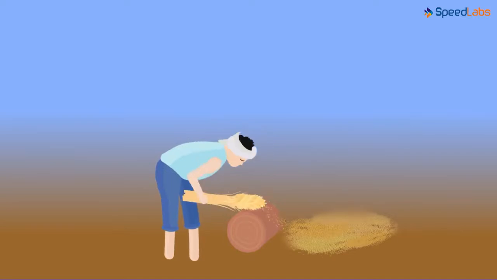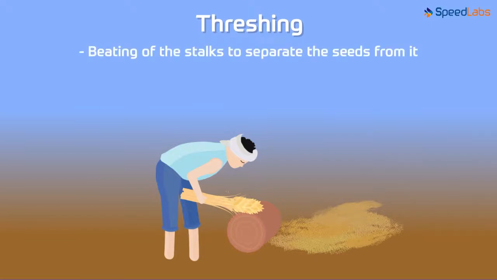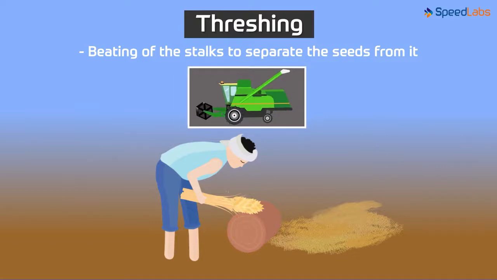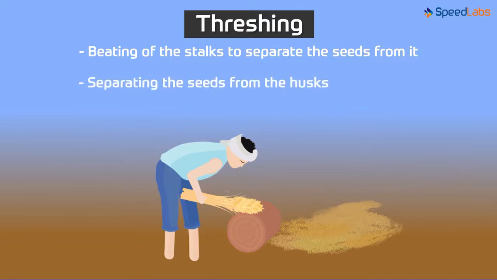This method consumes very less time compared to handpicking. This method is called as threshing. The beating of the stalks to separate the seeds from it is threshing. Now we have machines which help thresh. Another advantage of threshing is that it helps in even separating the seeds from the husks.